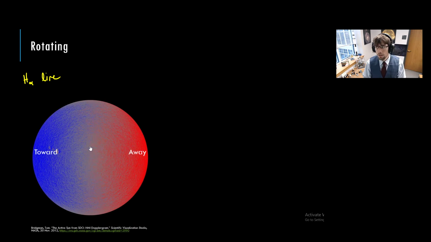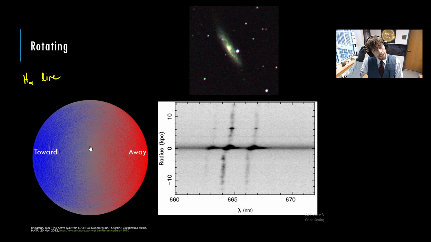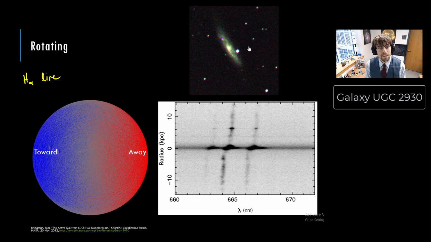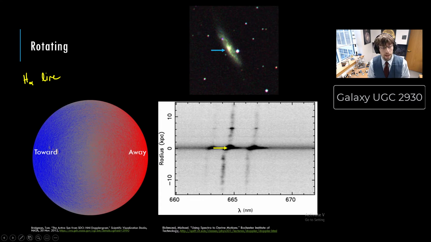Well, let me go a little further. How about this? What we are looking at here is a distant, probably spiral galaxy out in space. Up top, the picture of the galaxy. Down at the bottom, we've got, again, on the horizontal axis, the wavelength labeled in nanometers. And on the vertical axis, what we are measuring is distance from the center of the galaxy, the distance from the central bulge.